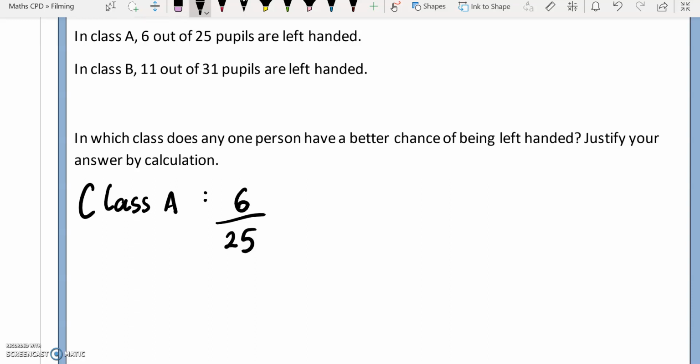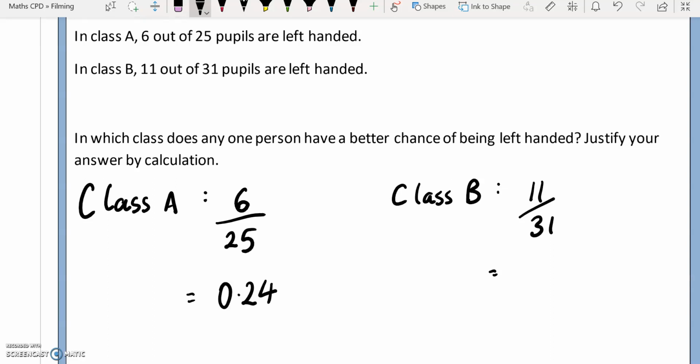In the last example we had to add numbers together. Here we did not. So Class A, it was 6 out of 25. Class B, it was 11 out of 31. We change these into decimals. 6 over 25 on a calculator becomes 0.24. So that's a 24% chance. We do 11 divided by 31, and that's 0.354. And once again, I'm going to make this 2 decimal places. So that's 0.35.